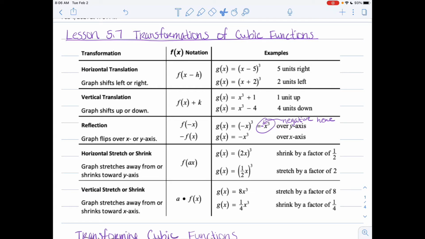There is one spot where I need you to make a correction, and that is right here on reflecting over the y-axis. If we have negative x raised to the third power, that's overall going to give us a negative x to the third, because negative x times negative x will give us a positive x squared, but then we multiply by another negative x, and positive times negative is a negative x to the third. So please make that correction right away so that you're working with accurate information.